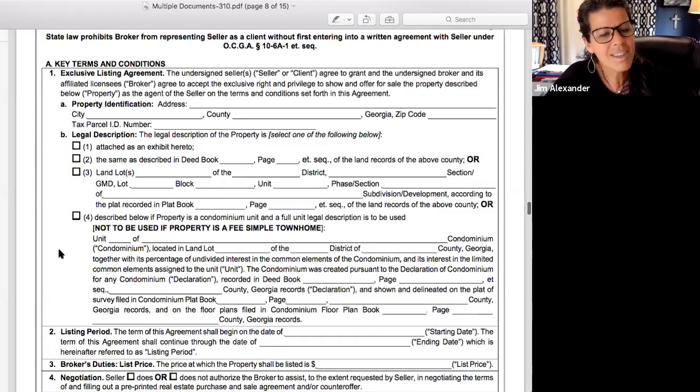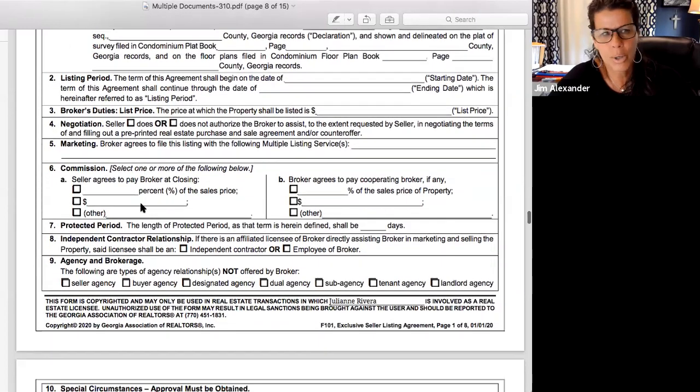Okay. So go down to section 2, listing period. Just like in your buyer brokerage agreement, a start period and end period. Guys, it's strictly on what the seller's motivation is and, based upon you doing your comparative market analysis, CMA for short, how quickly things are moving in that particular neighborhood. So that's how you're going to do your listing period. Section 3, you're going to put the list price. That's what the sellers agree that we can market this property for. Section 4, seller does or does not authorize us to negotiate on their behalf.